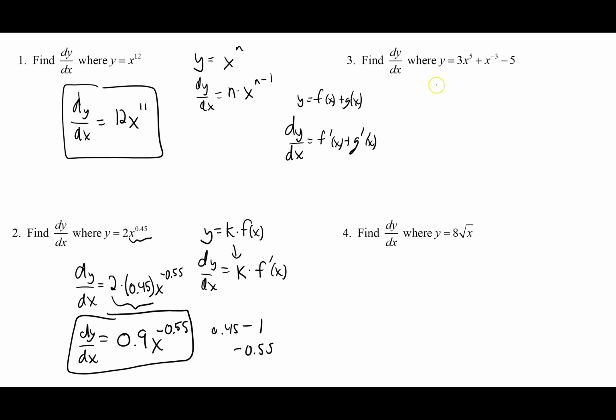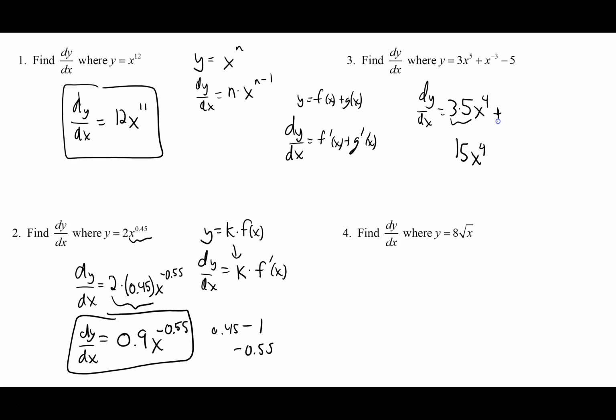So the first term has a 3 in front. So the derivative is going to have that same 3 in front. Bring down this 5, take x to the 4. That's not 35. That's 3 times 5. That's going to be 15, x to the 4th.